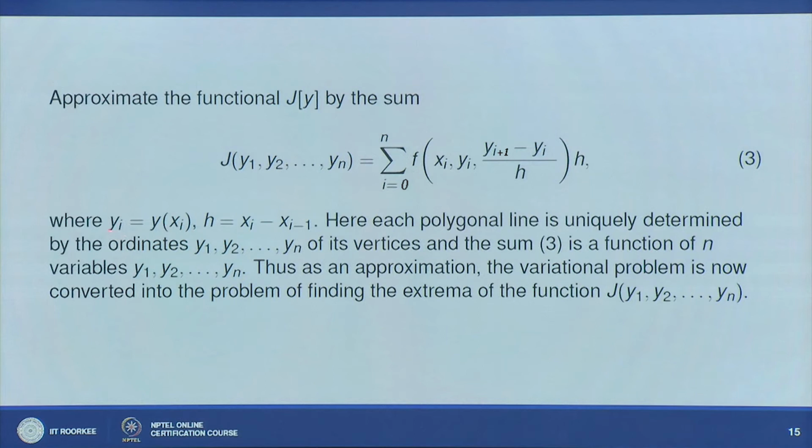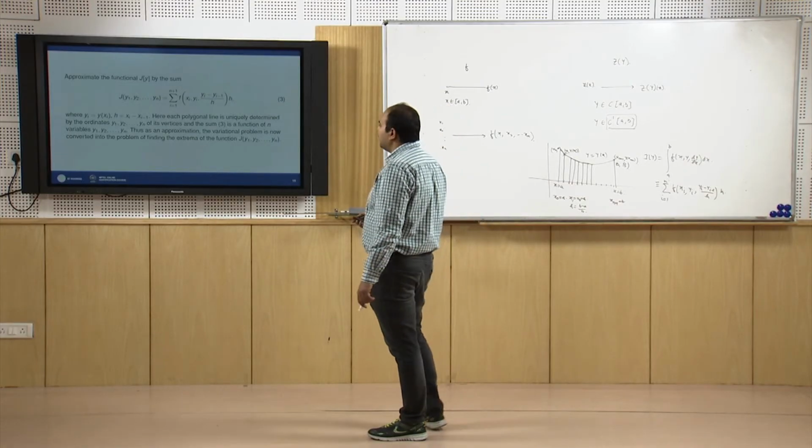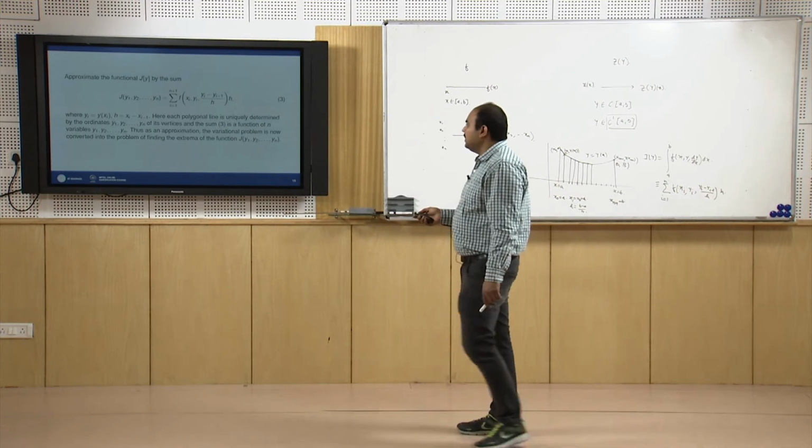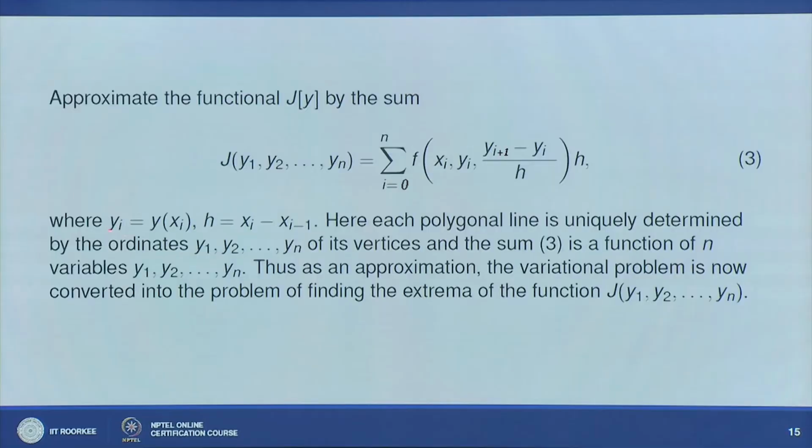Please remember this y naught is already known to us. Y naught is your capital A, and y of b, which is y of n plus 1, is also known, that is given as capital B. So here this sum will depend only on the variables y1 to y n, and we can say that this functional can be approximated by J of y1 to y n. Here y1 to y n are variables, and J can be considered as a function depending on these variables y1 to y n.